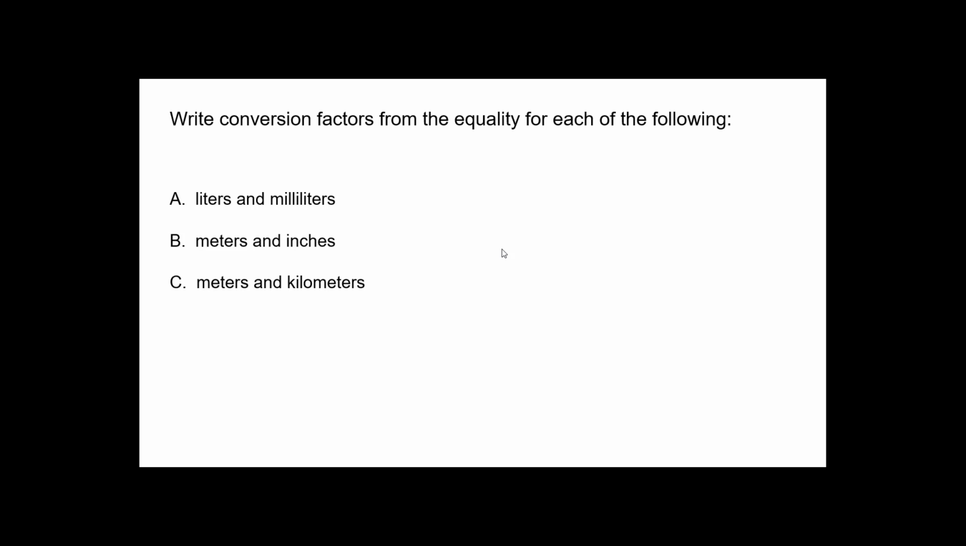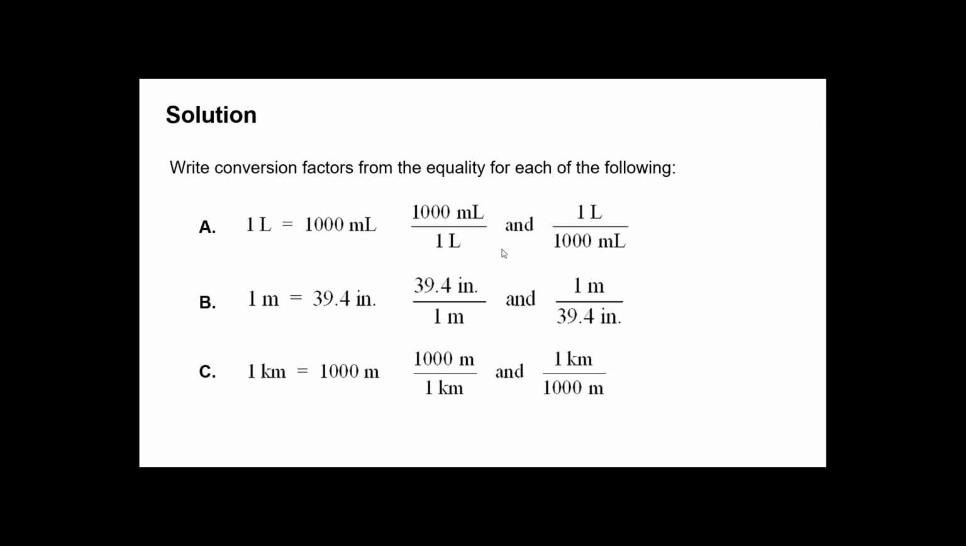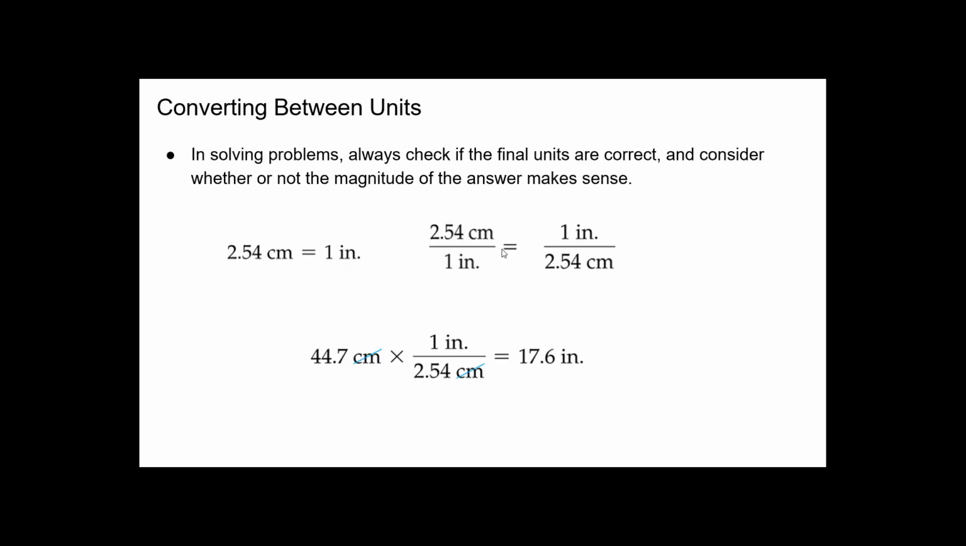And the last one, meters and kilometers. That is 1 kilometer equals 1,000 meters. Kilometers is a larger number. And then you write the equality out for it, and then you could see how to use it in a conversion factor. So you have two conversion factors showing which way it is. So basically flip it and show that.